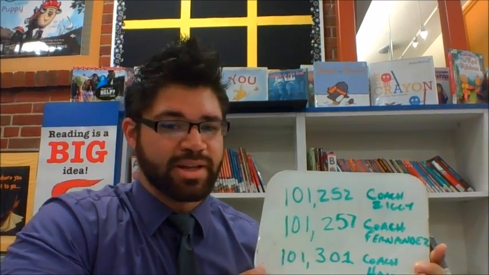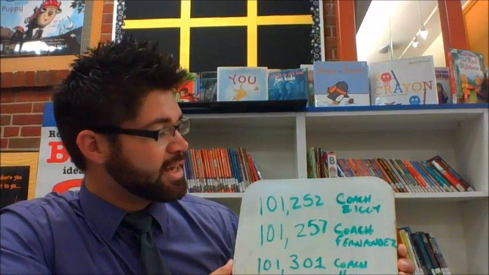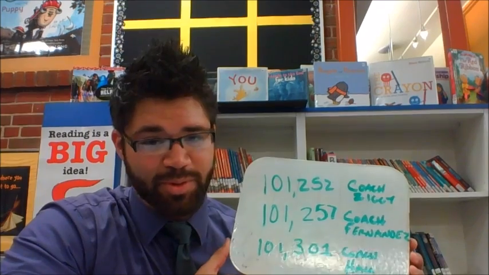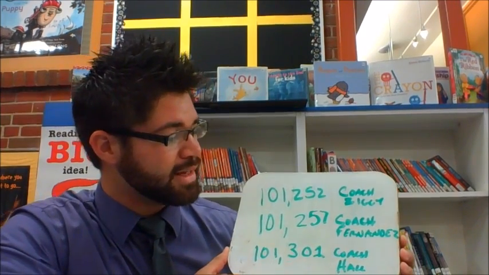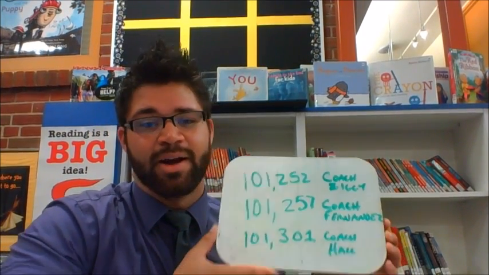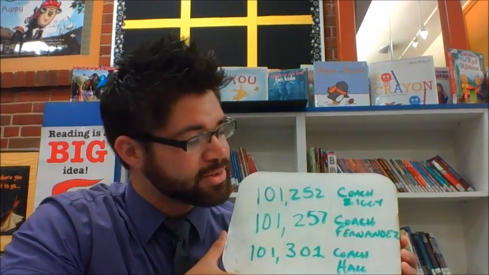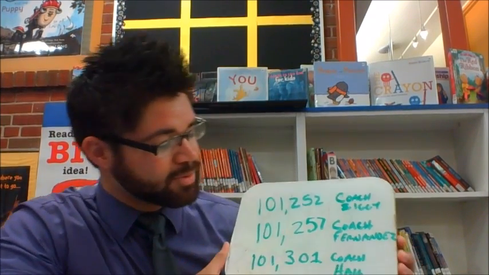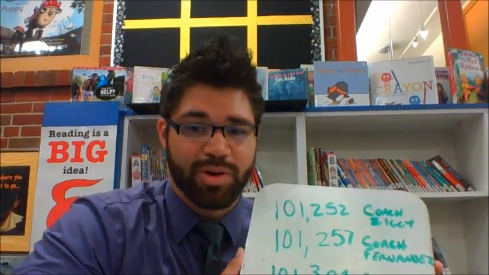Okay, so here's the numbers that they ended up putting up. Coach Ziggy had 101,252 pull-ups. Coach Fernandez had 101,257 pull-ups. And I wanted to give you guys three numbers, so we just threw a fictional character in there. We'll call him Coach Hall, and we'll say that he did 101,301 pull-ups.